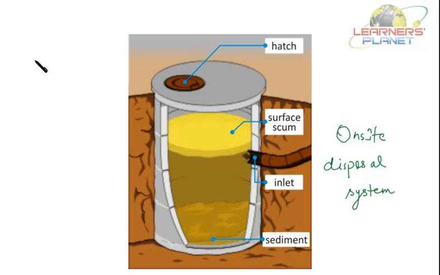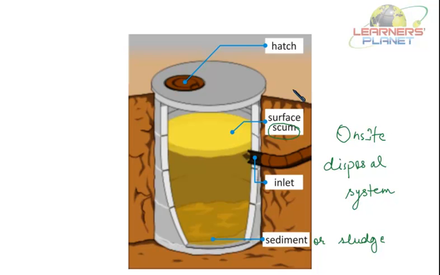Right, here you can see that there is surface scum, as we discussed in the wastewater treatment plant. The particles which float at the top are the scum, and those at the bottom are the sediment or the sludge. This is the inlet from which the wastewater will go in, and this is the hatch which will not let it out.